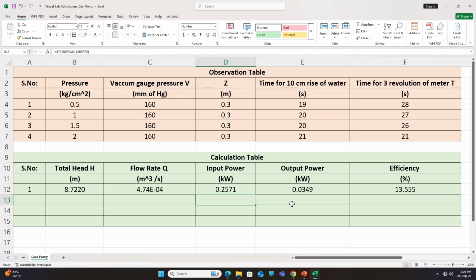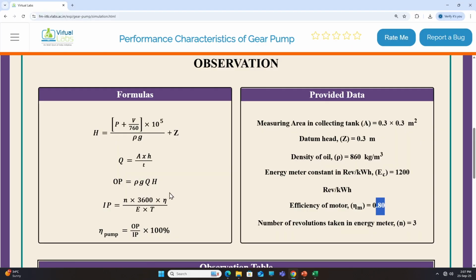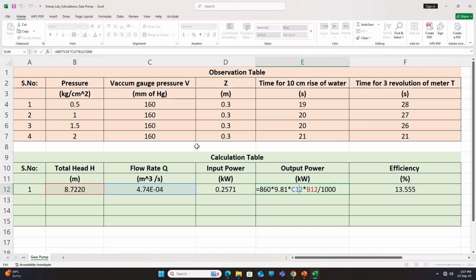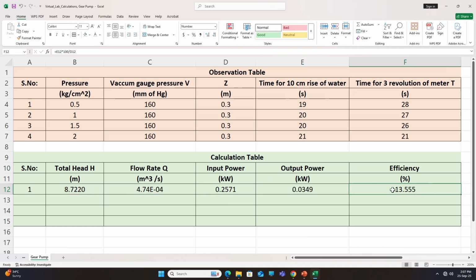For output power, we have rho G Q into H. So, this is rho 860 into G 9.81 into Q. Q is calculated here in the cell E12 into H. H is also calculated here in the cell B12. The formula is given. Efficiency is simply the ratio of cell E12 by G12 into 100. We have gotten this efficiency.